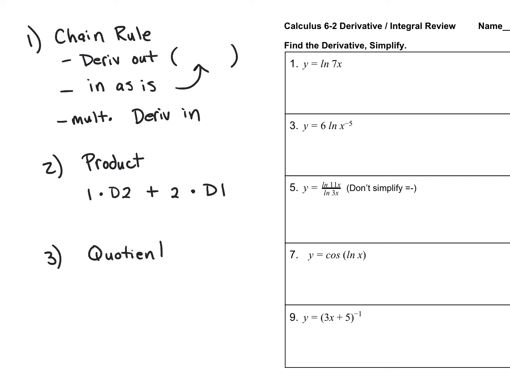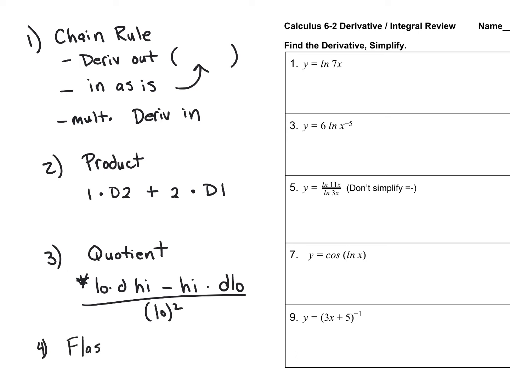The third one is the quotient rule. If you remember, the quotient rule song is even more fun. You always have to start with low. So low d high minus high d low, all over low squared. So there's the quotient rule, simplify. And then, of course, you have to remember the flashcards, all your trig derivatives, e, ln, all that good stuff.